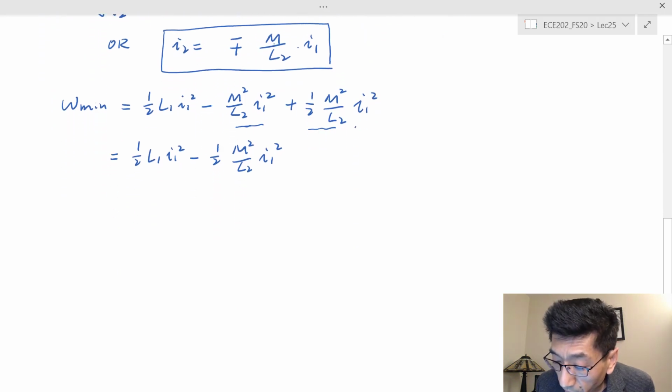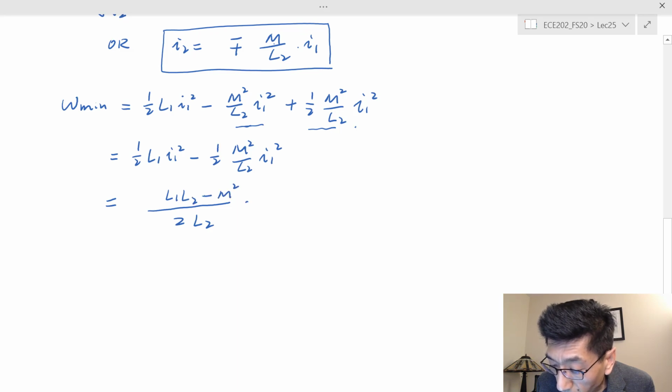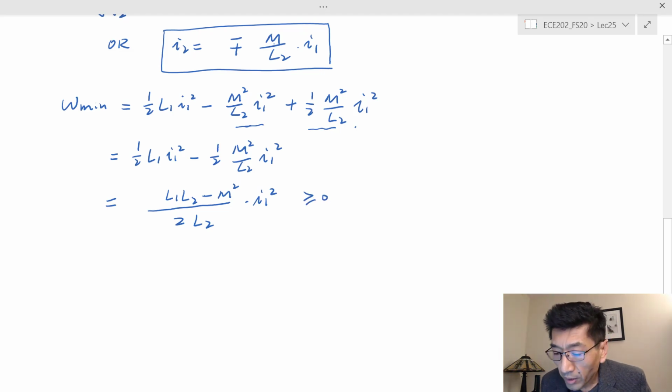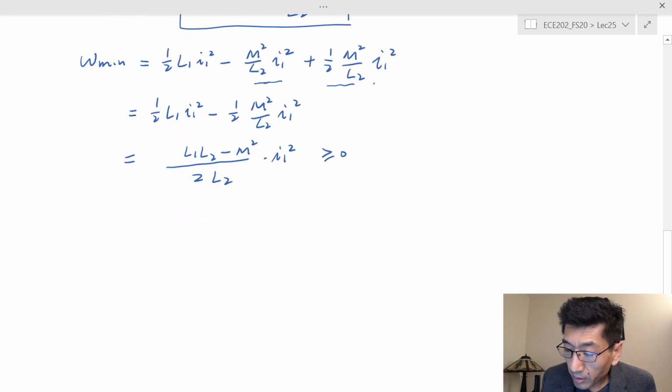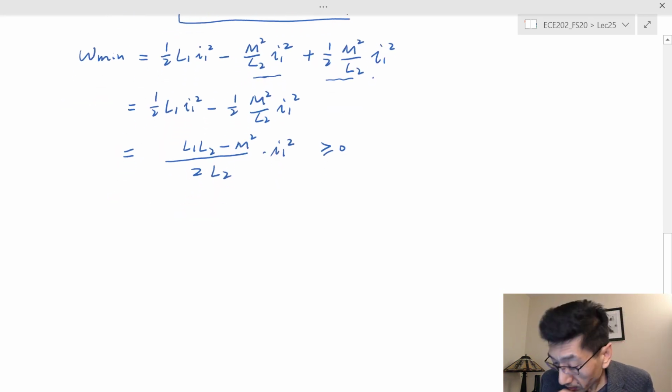And if we put them in a common denominator, I have 2L2, and for the numerator, I have L1 L2 minus M squared times I1 squared. And this whole thing should be greater than or equal to 0, right? Because that's the energy. And we'll see, let's define a variable called the coupling coefficient.